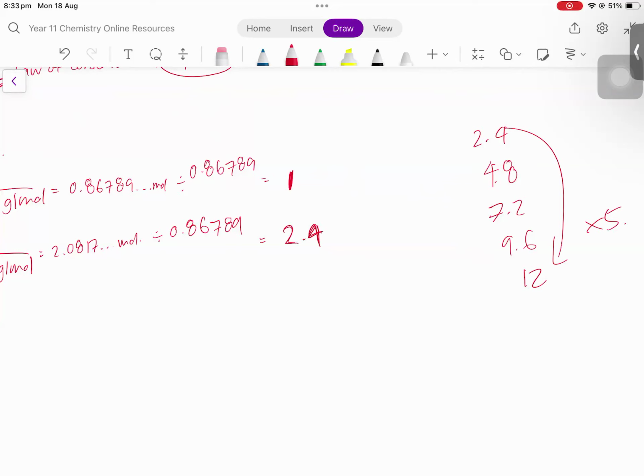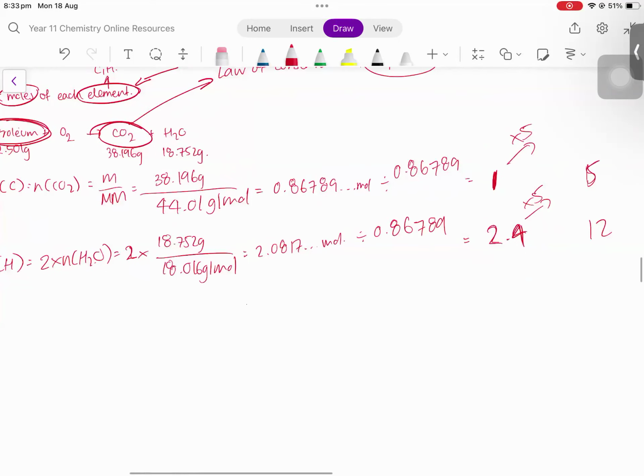Empirical formula is the simplest whole number ratio. I need to get it to a whole number. So times both by 5. So guys, you only do this step if it's currently not a whole number, yeah? So carbon ends up with 5, and then hydrogen ends up with 12. Your empirical formula, C5H12.